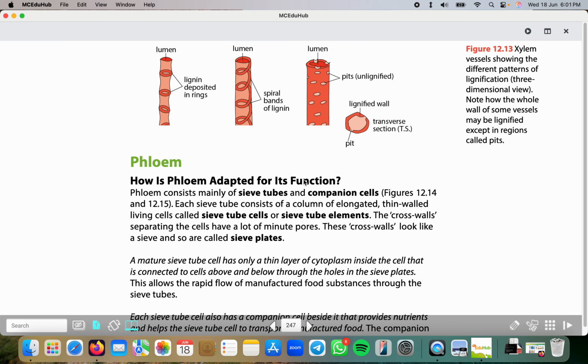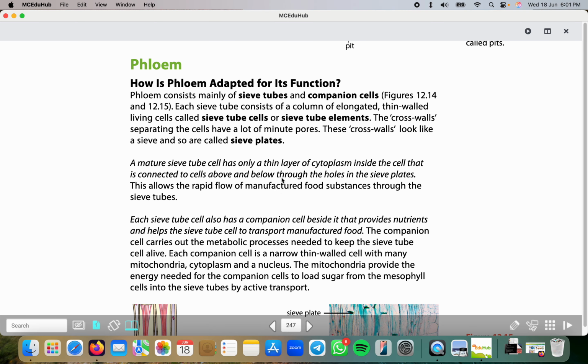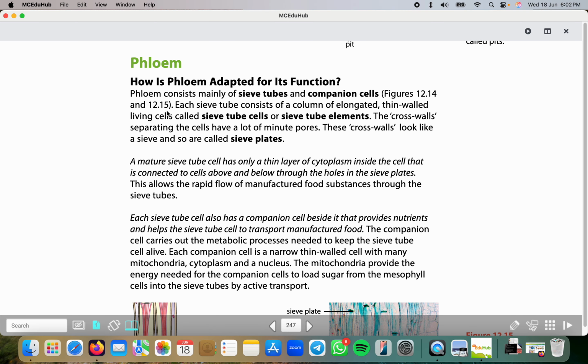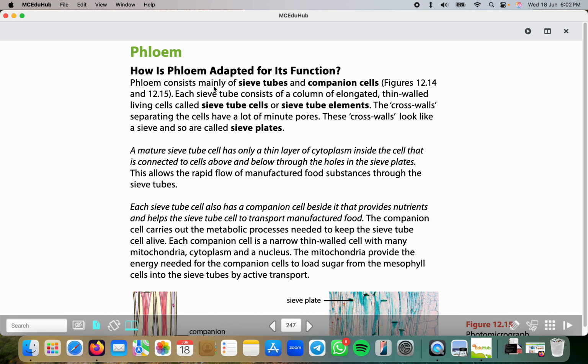Okay, let's talk about how the phloem is adapted for its function. The phloem consists of two parts, the sieve tubes and the companion cells. Each sieve tube contains a column of elongated thin-walled living cells called the sieve tube cell or the sieve tube element. This is in contrast to the xylem. The xylem is a dead cell, whereas the phloem is a living cell. But when I say living, it's quite interesting. It's half alive.